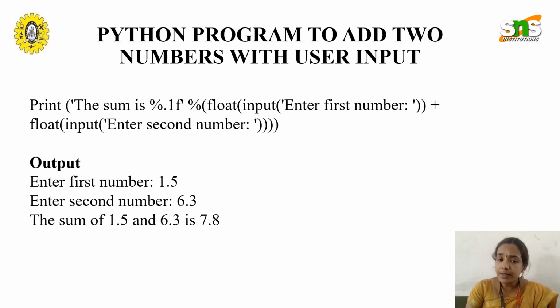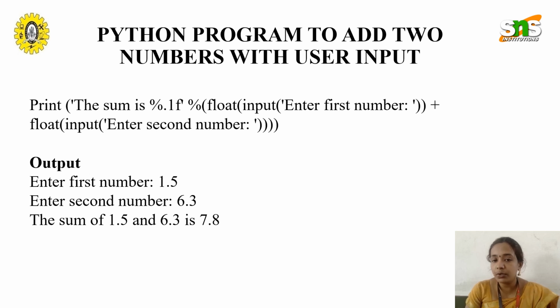The sum is %0.1f of n. Which means, say for example, if I'm giving number 1 as 3 and number 2 as 2, the display or the output which I will be getting is 5.0. 0.1f means a zero point, 0.1 decimal value. That is how you have to display it to the user.